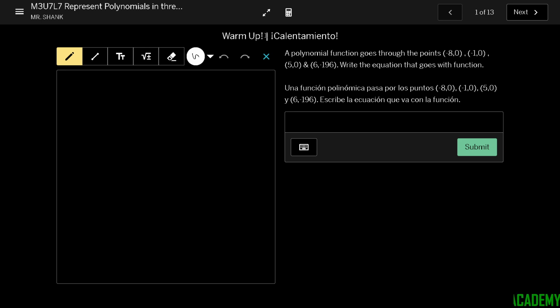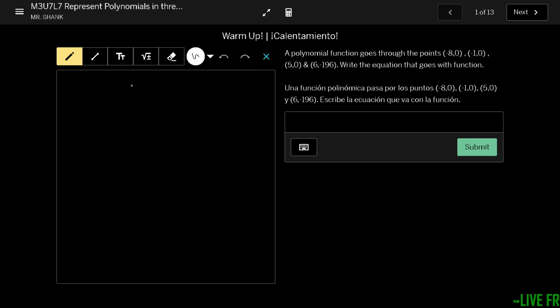So for the warm-up, it says a polynomial function goes through the points and then has 3 x-intercepts. I know these are x-intercepts because the y values are 0. So it goes through the points -8, 0, -1, 0, and 5, 0. So those 3 are x-intercepts, and then it has this additional point of 6, -196. So write the equation that goes with the function. I should say, write the equation that goes through those points. Anyways, a little bit of a typo there, but that's okay.